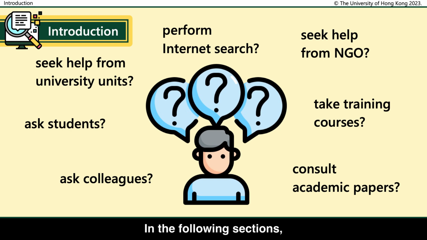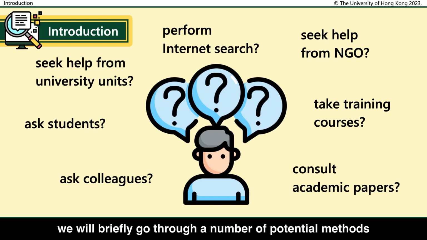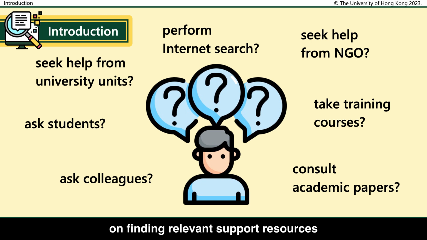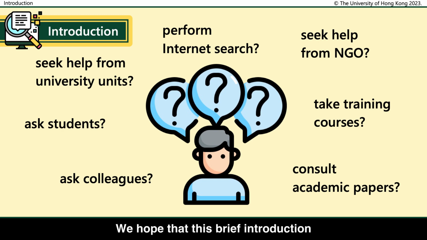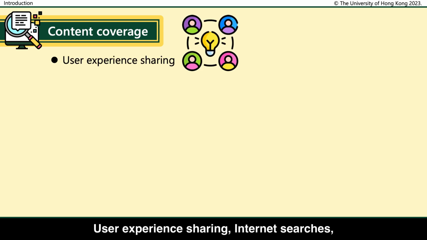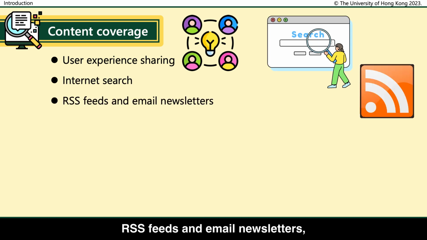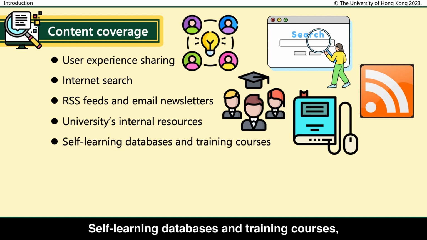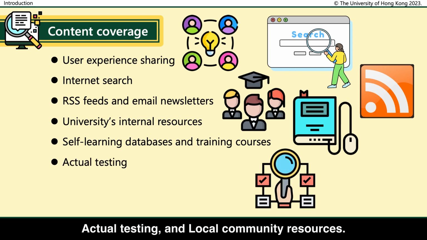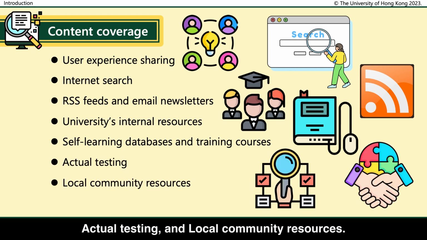In the following sections, we will briefly go through a number of potential methods and share practical tips on finding relevant support resources for accessibility practices or solutions to remedy inaccessible virtual teaching and learning. We hope that this brief introduction will help you select the appropriate methods that match your needs and situations. As an overview, the introduction mainly covers the following methods: user experience sharing, internet searches, RSS feeds, and email newsletters, the university's internal resources, self-learning databases and training courses, actual testing, and local community resources.